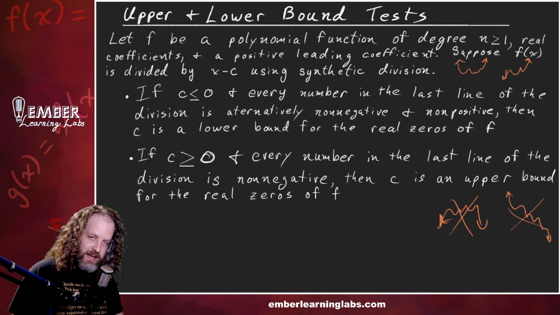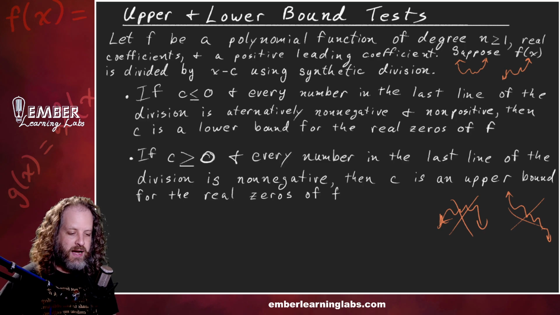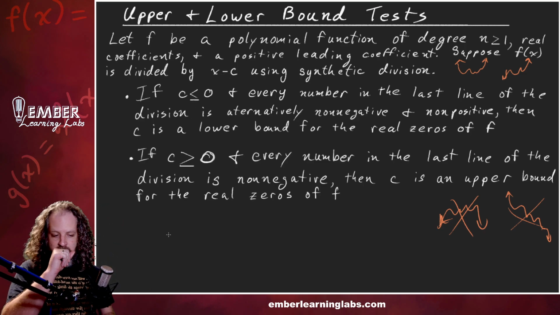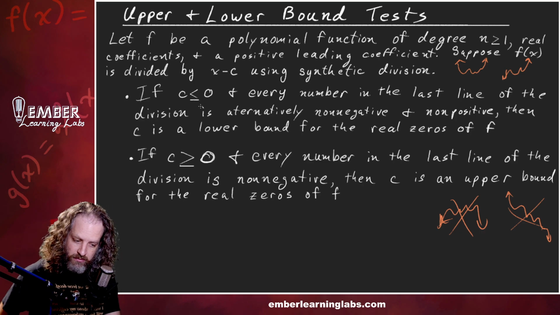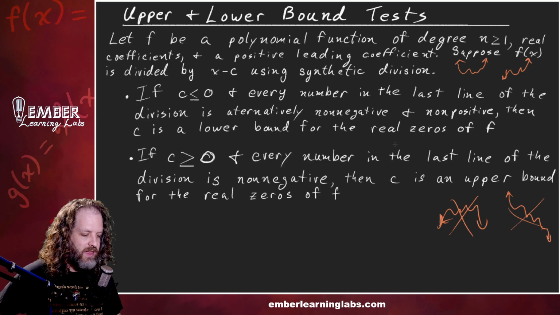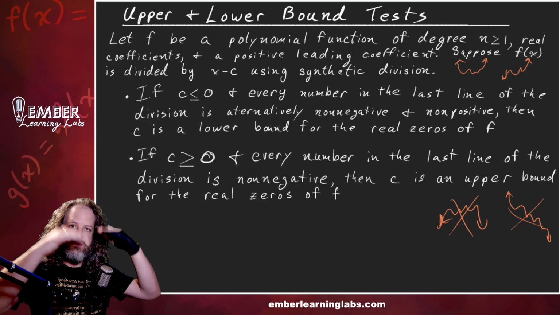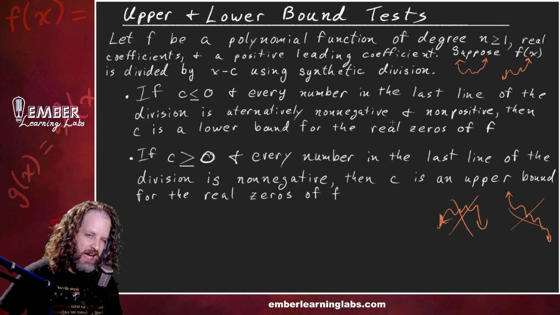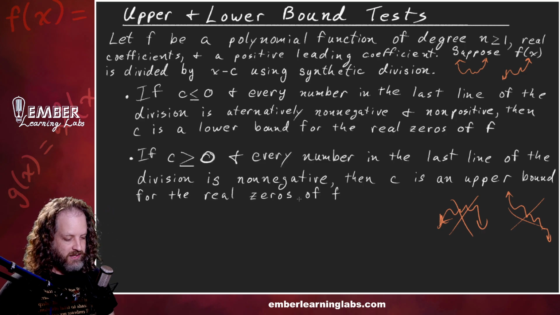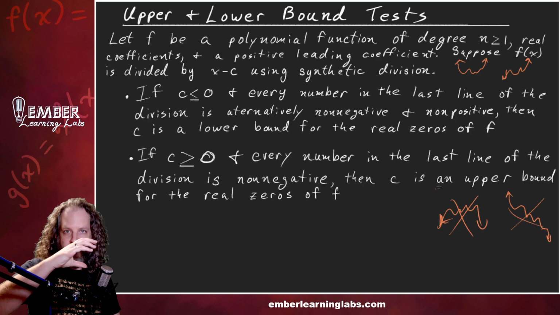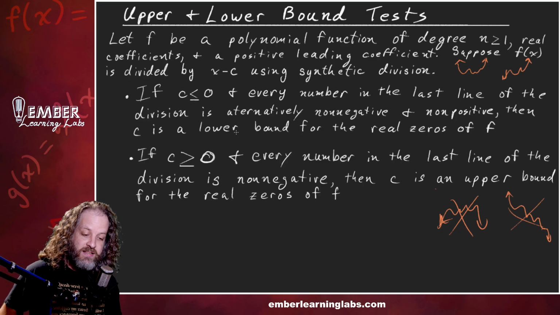Then again, just like the last test, we're going to divide by something like this with synthetic division. If c is negative or 0, like this guy, and every number in the last line of the division alternates between non-negative and non-positive, then c is a lower bound. Why does it not say it alternates between positive and negative? Well, 0 would count in either one of these categories. That's why it's written with the "non" on there.